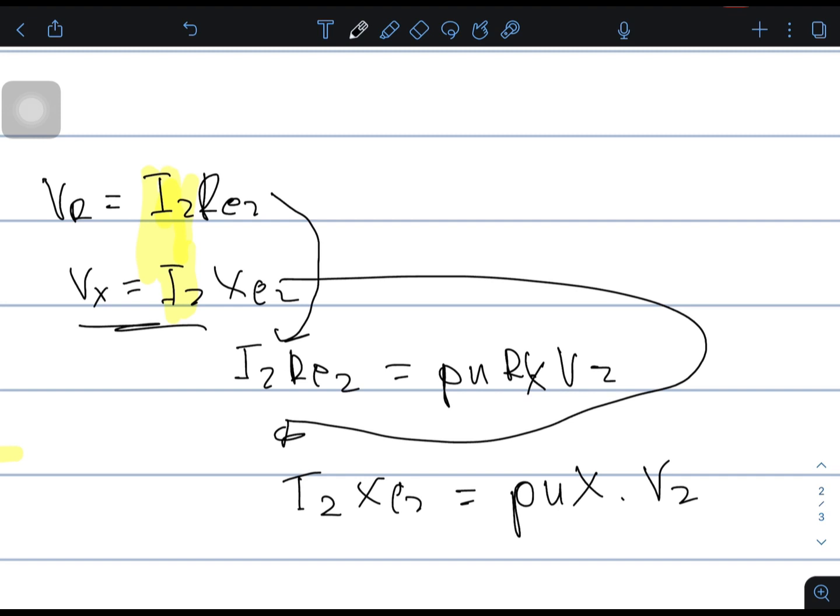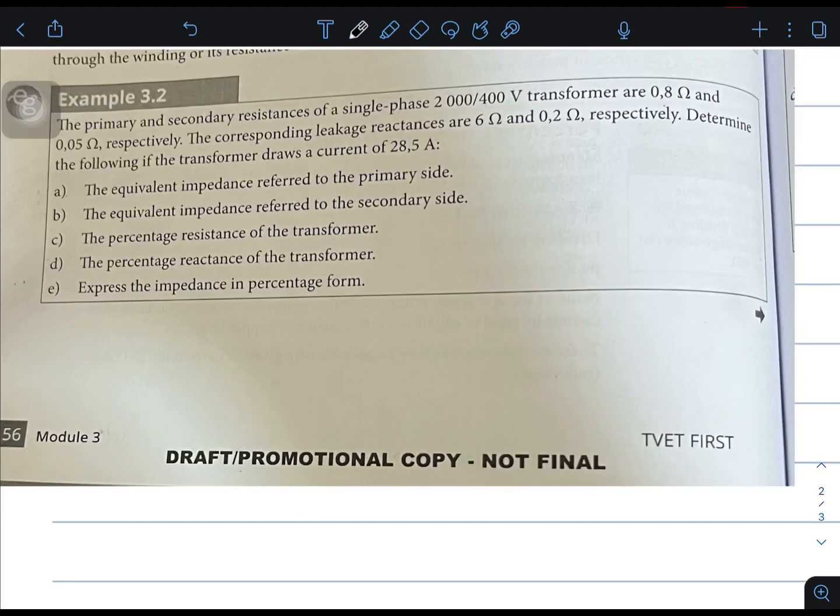Okay, now guys, we have discussed everything, we have gathered the tools that we are going to need to do this calculation. Remember guys, we are still doing single phase circuits, not three-phase. These are still for single phase circuits. So I'm going to read the question.